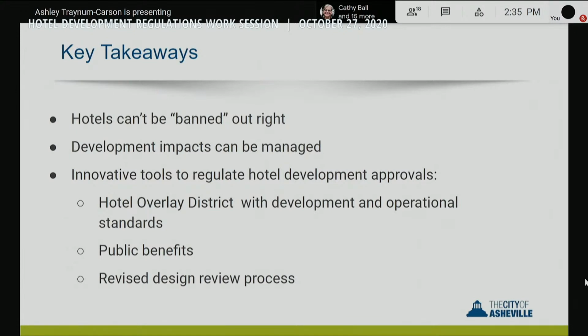takeaways that I reviewed with council, such as some of the regulatory requirements from the state as it pertains to regulating land uses such as hotels, some findings from the Urban Land Institute report on hotels about development impacts related to that land use. And then we also covered several innovative tools to regulate hotel development approvals. Next slide, please.